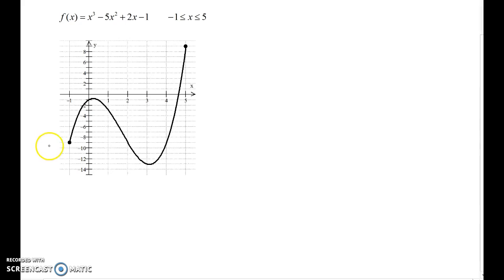So this endpoint here on the left is going to be -1, -9. Those are the coordinates. And as we're doing this by observation, we're just going to estimate correct to one decimal place. So your estimates might be a little bit different from mine. In this case, it seems to be pretty clear that it's -1.0, -9.0. So I'm not going to go any more precise than that. The endpoint on the other side is going to be 5, 9.